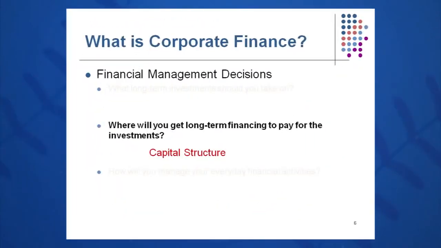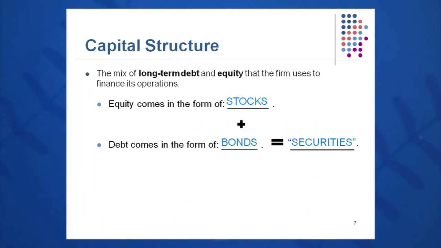Question number two, where will we get the financing to build these new buildings, property, plant, and equipment, if we decide to go ahead? This question is called the capital structure question. What is capital structure? Capital structure is the mix of debt, long-term debt, and equity in the firm. Equity, when we talk about equity in all of these sessions, we'll be talking about stocks. And when we talk about debt, debt will come in the form of bonds and sometimes in terms of mortgages.